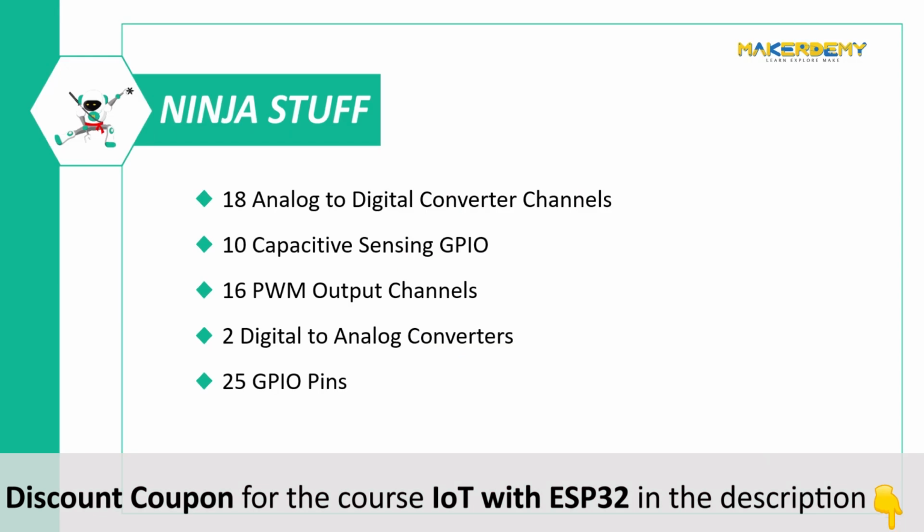There are 18 analog to digital converter channels, 10 capacitive sensing GPIOs, 16 PWM output channels, 2 digital to analog converters, and a few pins dedicated to the serial interfaces. There are 25 GPIO pins available, out of which a few pins are input only. Not all pins have input pull-ups. Some pins need external pull-ups also. All the GPIO pins can be configured as interrupts.